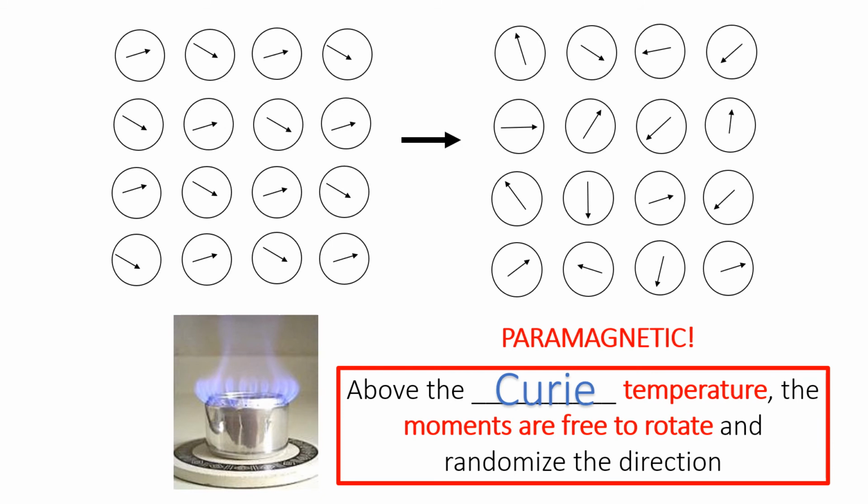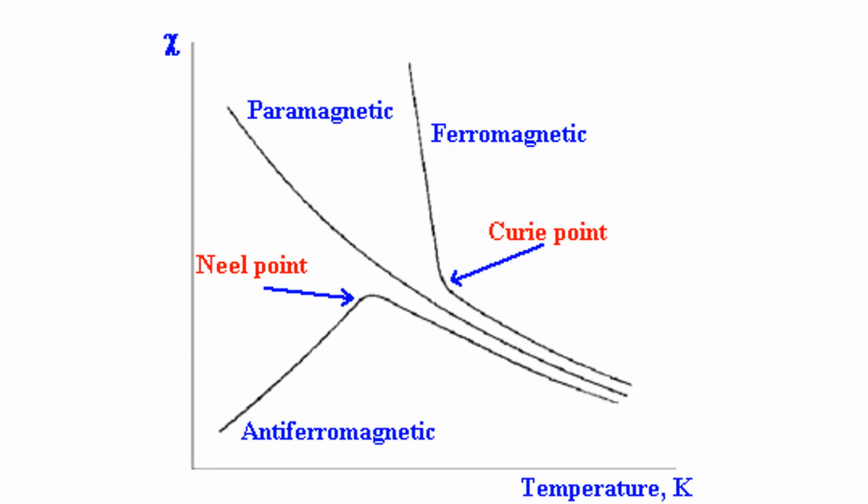This can be seen by looking at your magnetic susceptibility versus temperature graph here. So at lower temperatures, your material is still ferromagnetic. But as it passes through the Curie point, bumababa na yung kanyang magnetic susceptibility na nagiging paramagnetic na yung behavior niya.